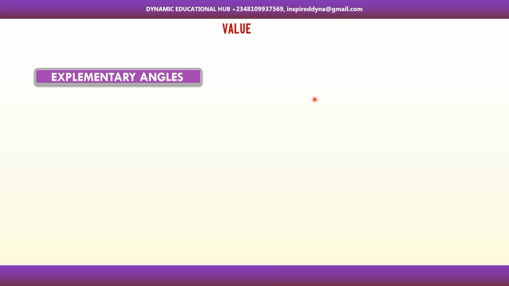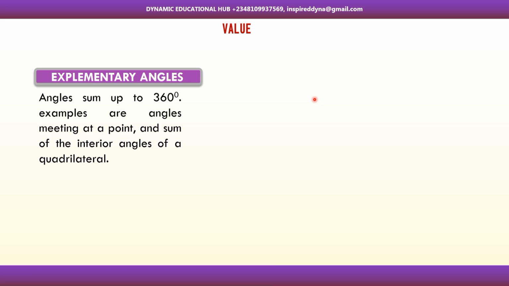The next angle is explementary angles. What are explementary angles? Angles that sum up to 360 degrees. So when you add up angles and you are getting 360 degrees, then we say we have explementary angles. Examples of explementary angles are angles meeting at a point and the sum of interior angles of a quadrilateral. Don't forget, a quadrilateral is a four-sided polygon.